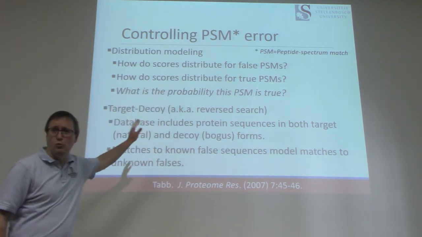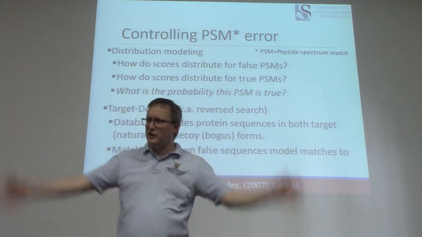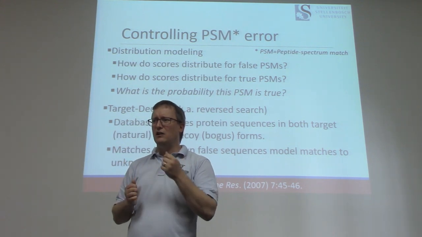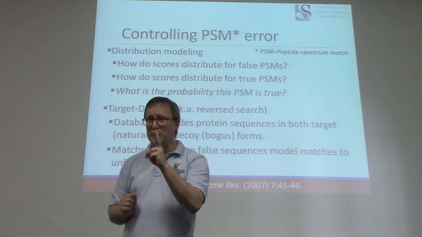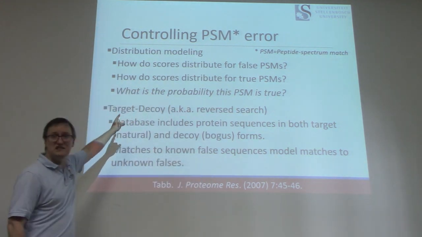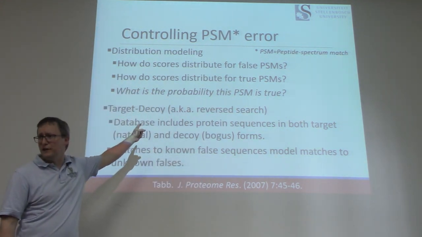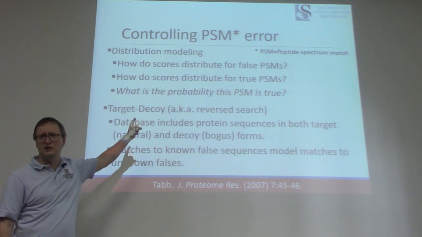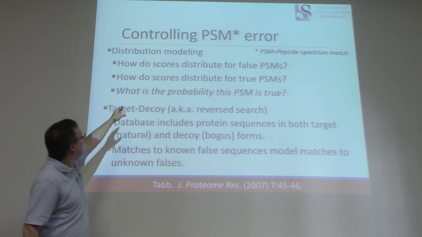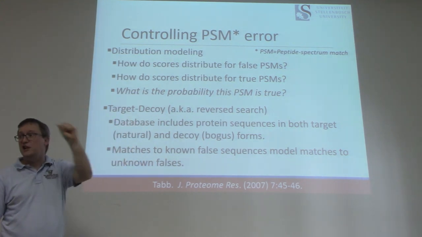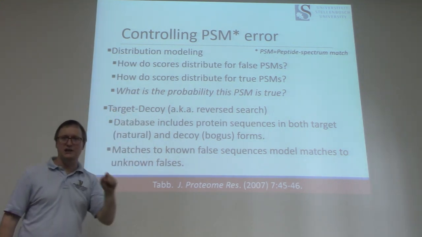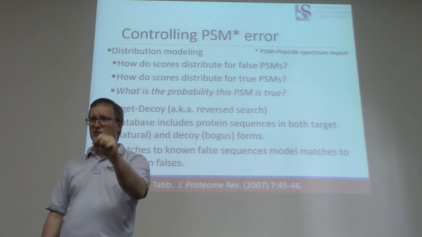So we need to have some way to say, for which of our spectra do we find our hypothesis about a peptide spectrum match is reliable? Two major approaches have come out for this. One is distribution modeling. My good friend Alexei Nesvishky at the University of Michigan is a real genius in this space. He tries to answer this question for each spectrum. What is the probability that this peptide spectrum match is real?